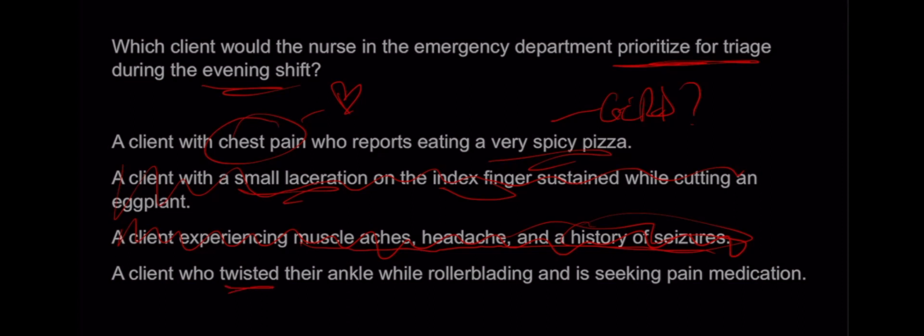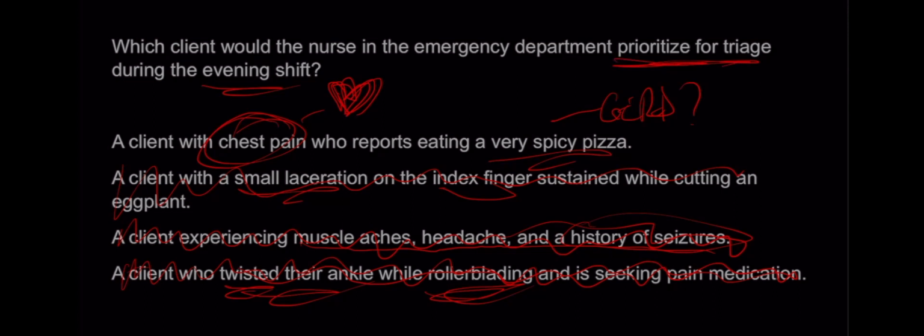A client who twisted their ankle while rollerblading and is seeking pain medication. So we got a person that twisted their ankle. I mean, it's pretty painful. They're rollerblading, so they did this themselves accidentally. Seeking pain medication. Not emergent. They're not dying. The only one here that could possibly die is the person with chest pain. Because if we miss a cardiac source of chest pain and the patient dies, that's on us. So prioritize for triage here during the evening shift, the chest painer.